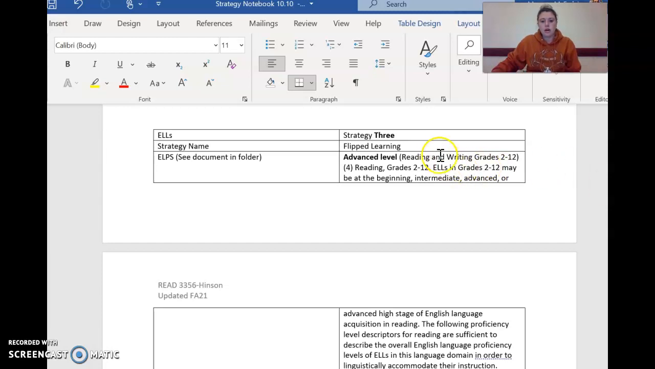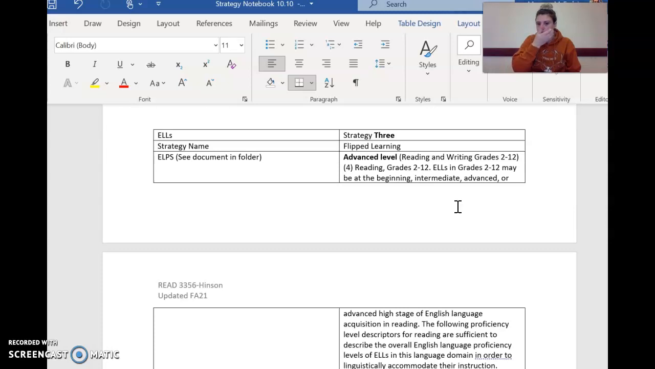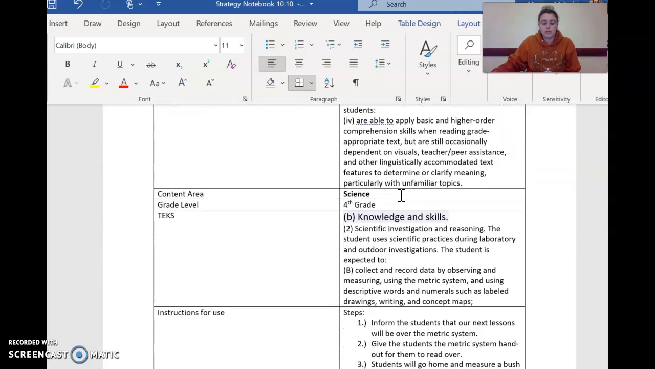For my third strategy, I'm using flipped learning. Flipped learning is for the advanced level. Flipped learning is when the students review and try and teach themselves different knowledge about the content area. And then when they come back to class or during class, y'all review it together. So we will be doing that.